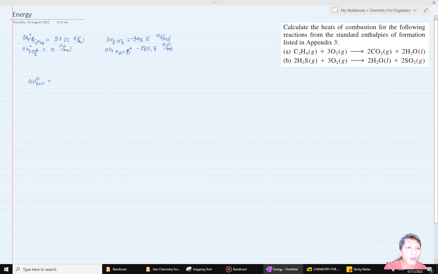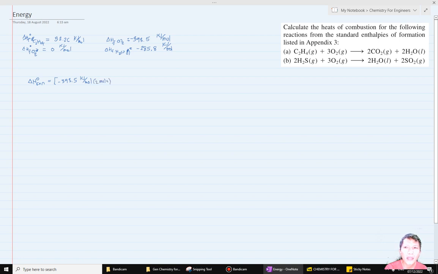That is your ethane reaction, products minus reactants. So maybe we have to include a parenthesis for all your products. Our product is carbon dioxide, so you have negative 393.5 kilojoules per mole. And we can see from the chemical reaction that we have 2 carbon dioxide, so we multiply it by 2 moles.